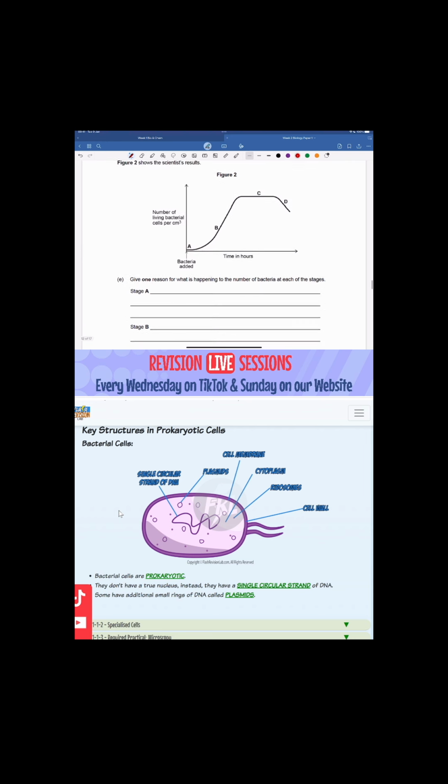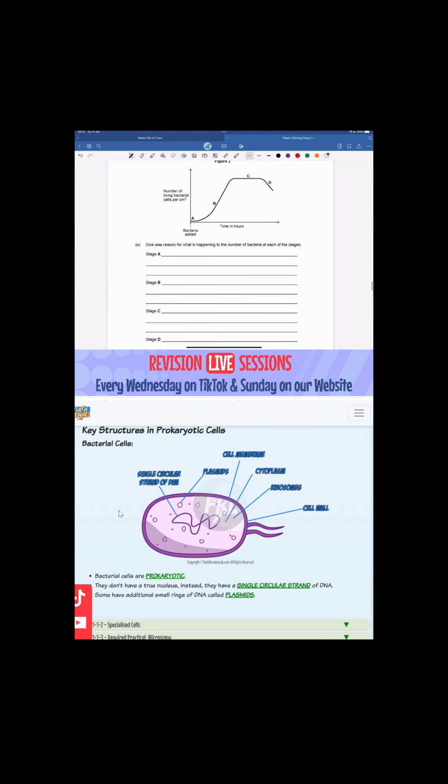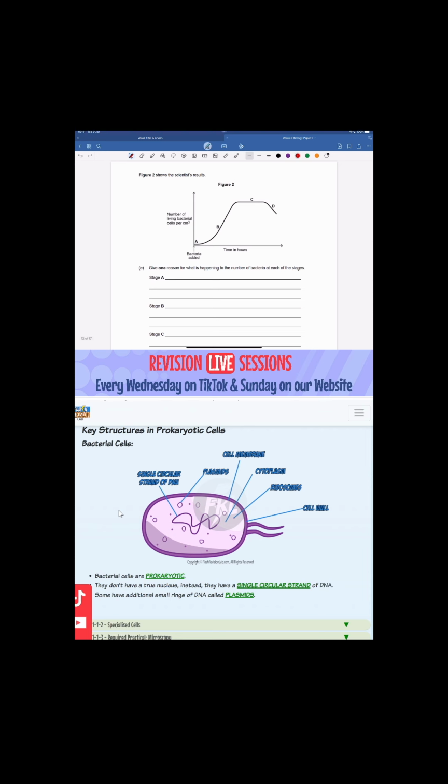Okay, this is a tricky one. So we've got 4 stages here. What they're doing is measuring how many bacteria there are every 2 hours. At the start, there's barely any. It starts to rise, then it levels off, and then it goes down. For each stage, they want you to explain what is happening to the number of bacteria and why. Give one reason. So stage A is the very start where it's flat. So why is it flat?